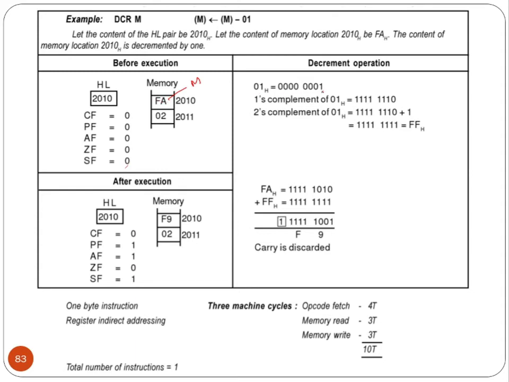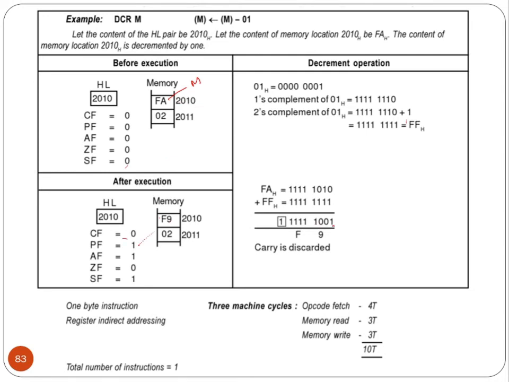So 01 we need to convert into binary. The 1's complement of that is this one, and for the 2's complement we need to add 1 to this result. So the 2's complement of 01 is FF. That we need to add with FA. So the result is obtained as 1F9. During this operation, the carry is discarded. So after execution of this instruction, FA is replaced with F9 in that location.